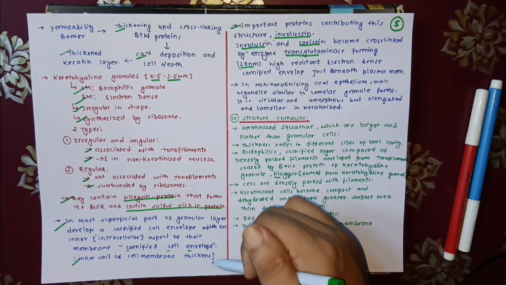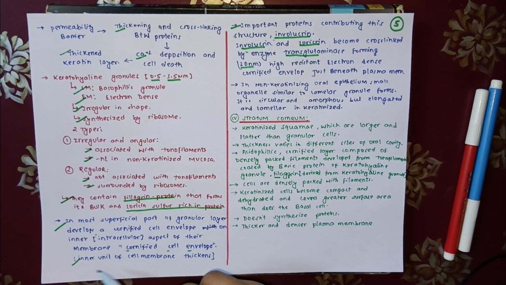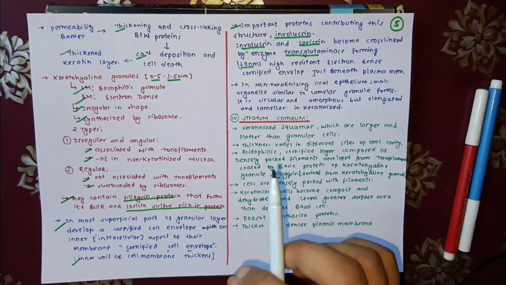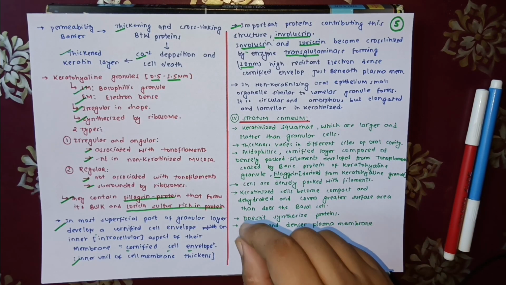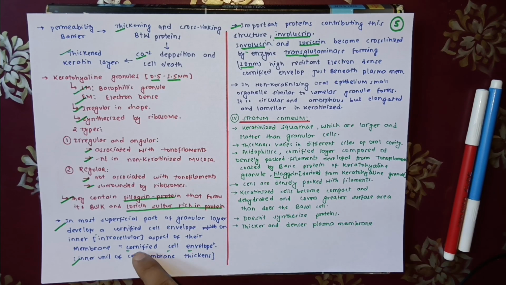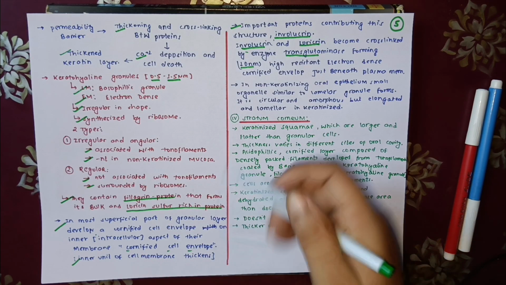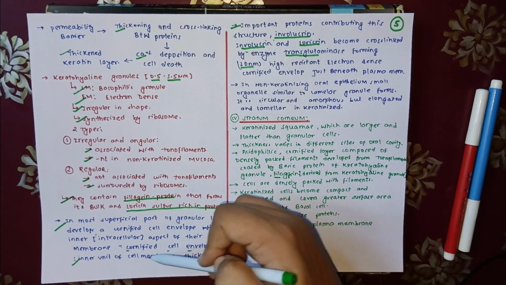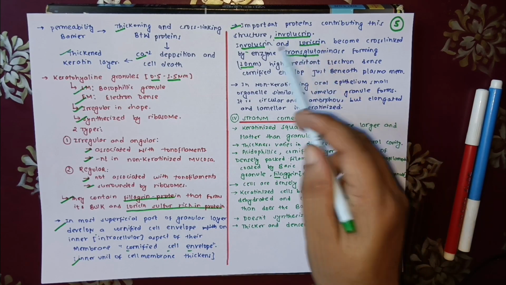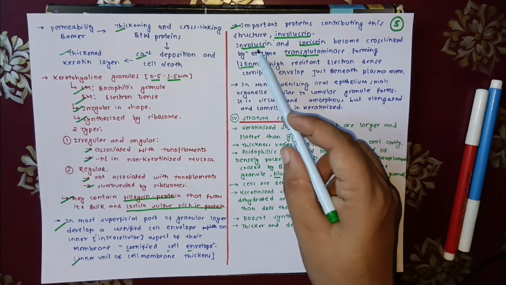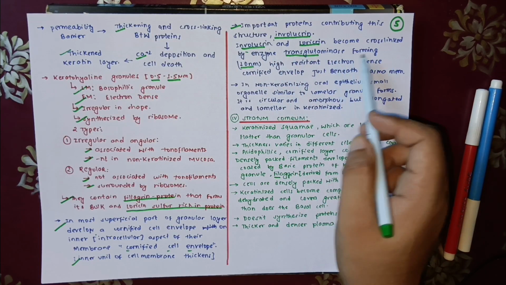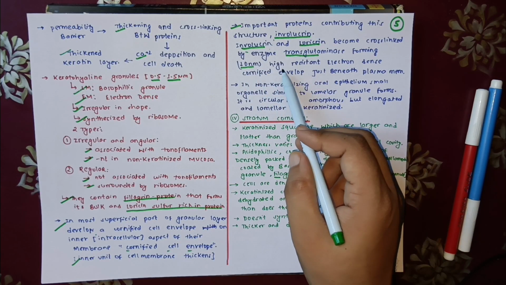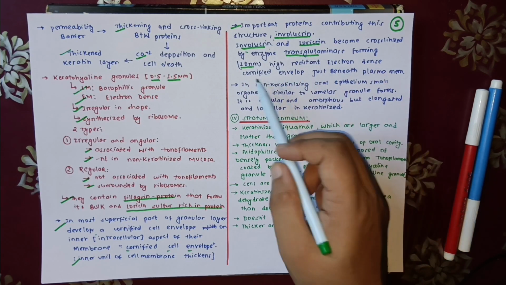So in this cornified cell envelope, as I have told, there is a thickening of the inner unit of the cell membrane on the superficial part of the granular layer. This much you should remember: on the superficial part of the granular layer there is a thickening of the inner unit of the cell membrane, and that is called the cornified cell envelope. The proteins mostly contributing to this formation are involucrin and also loricrin. Involucrin and loricrin are cross-linked by the enzyme transglutaminase, forming the 10 nanometer highly resistant electron dense cornified envelope.